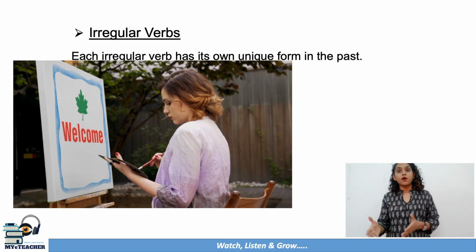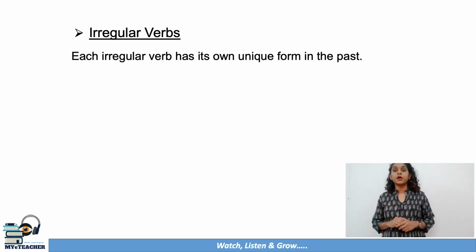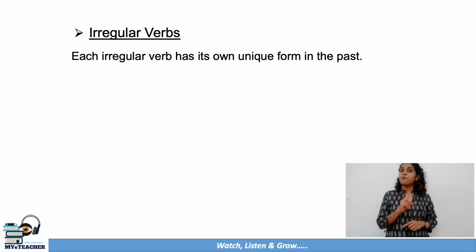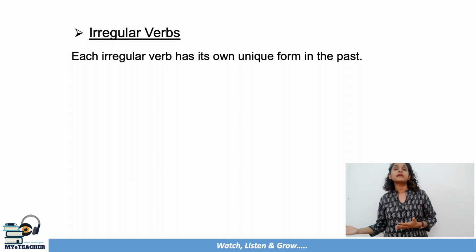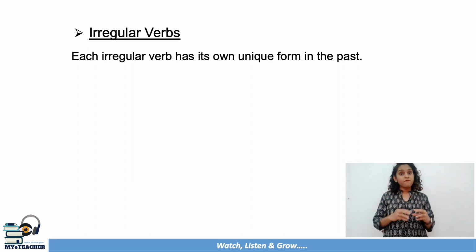Now, the other verbs are irregular verbs. Here, forming the past form is not as simple as adding a D or an ED. The past form of an irregular verb is completely different from the present form. The vowels in the base form of the verb change and form the past form.